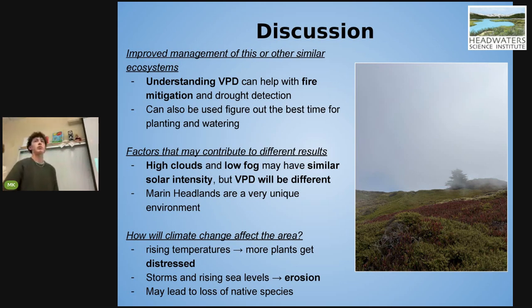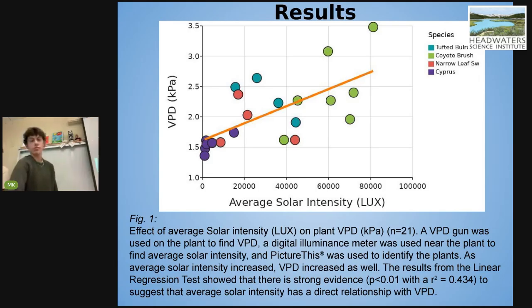Yeah, and I do want to point out that the different species of plants each can thrive at different VPDs. In our graph, you can see that coyote brush can thrive at much higher VPDs, while something like the cypress can only thrive at lower VPDs. So if you move into an area with less moisture and less humidity, you would probably find different species that are more adapted to live there. And so we believe that you would still find this relationship of higher solar intensity increasing the VPD.